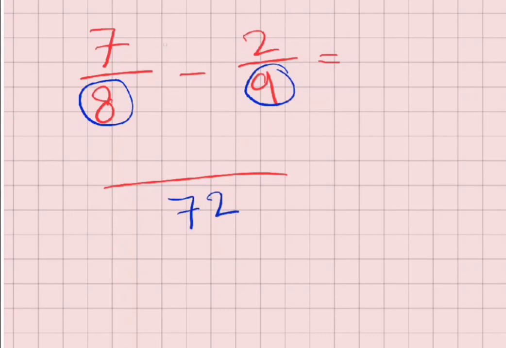And then the next one is going to be 7 times 9, which is 63, minus 8 times 2, which is 16. Now let's subtract. What is 63 minus 16? This is going to be 47.